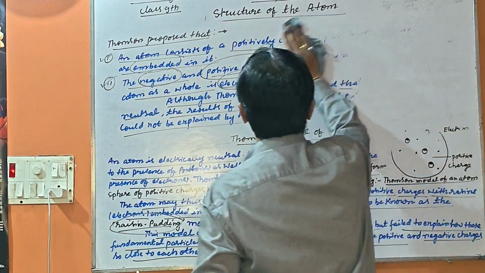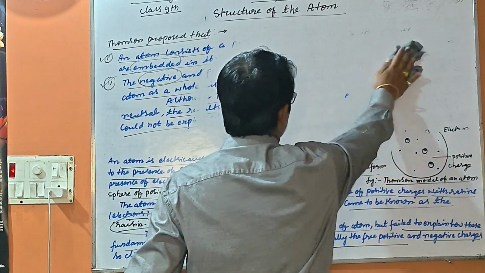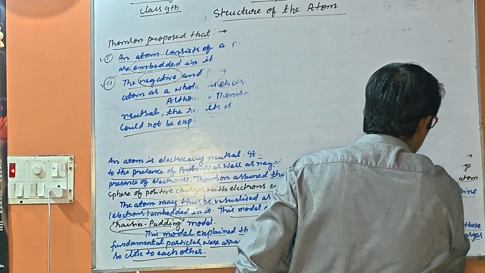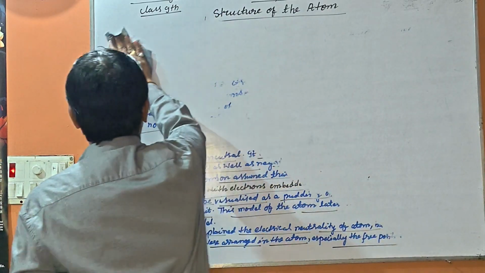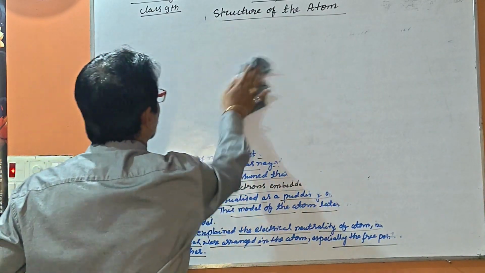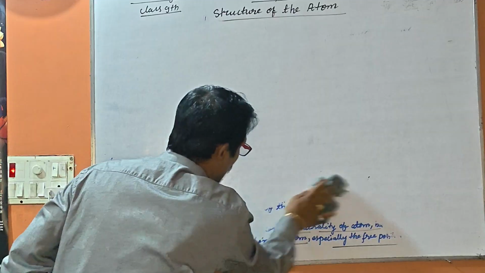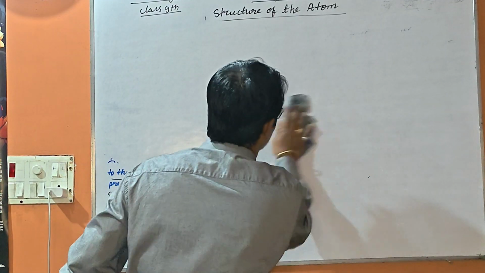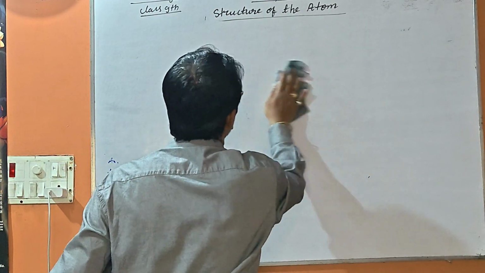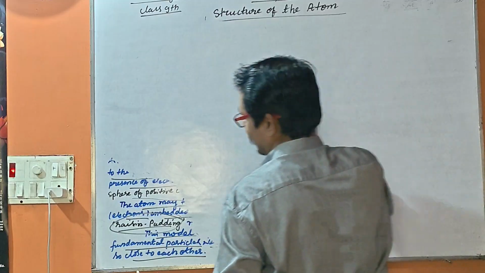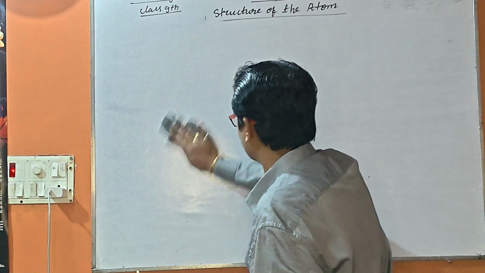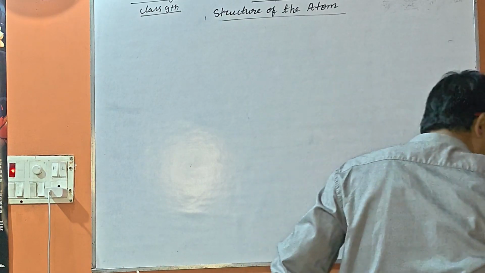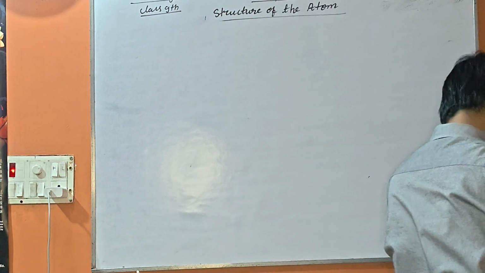Let us understand the Rutherford model of an atom. How can we explain the Rutherford model of an atom? According to Rutherford's research on the atom and the structure of the atom, according to his practical experiments, how did Rutherford assume and propose this model of the structure of the atom? So let us understand the Rutherford model of the atom.